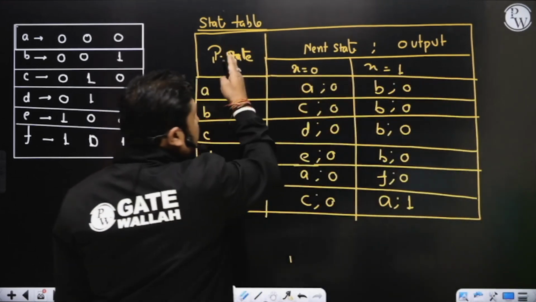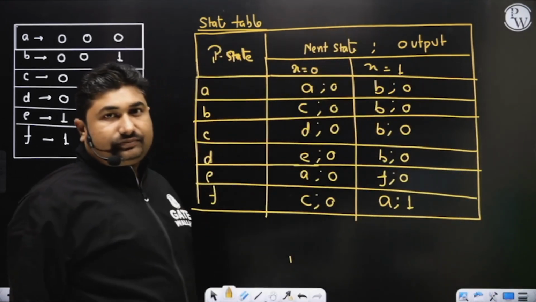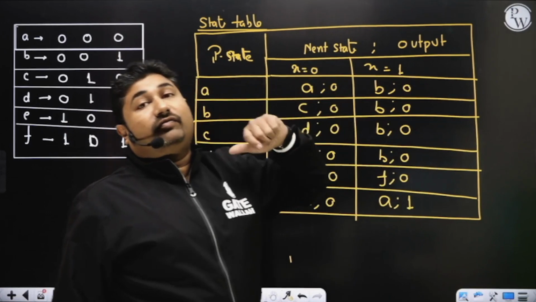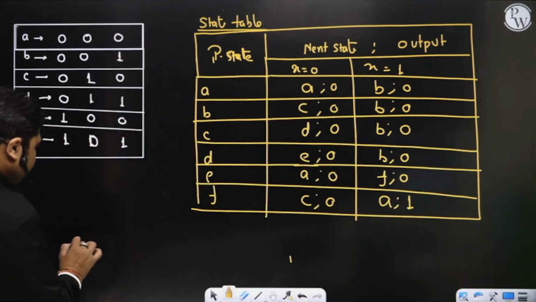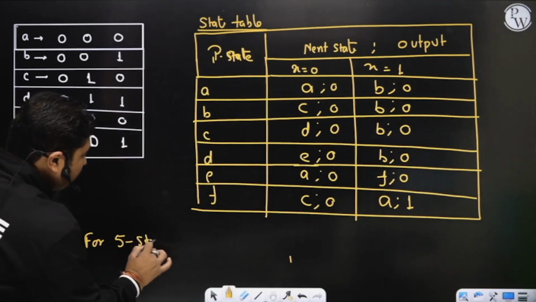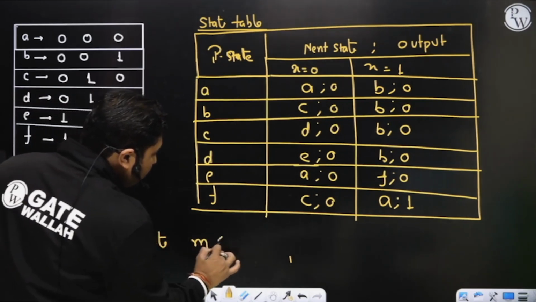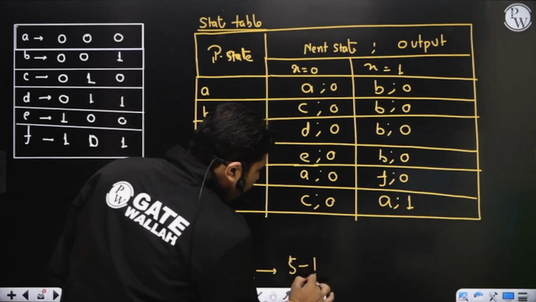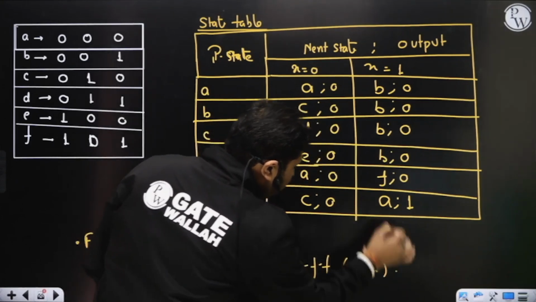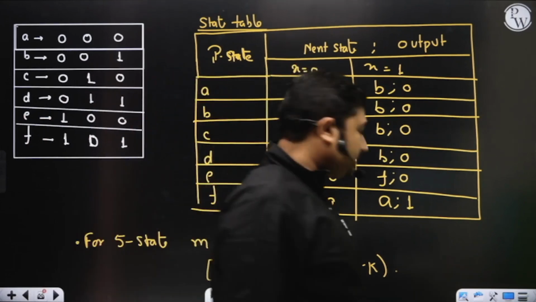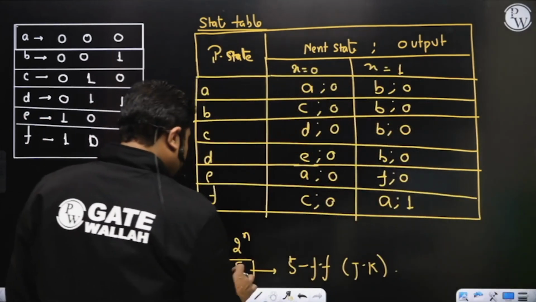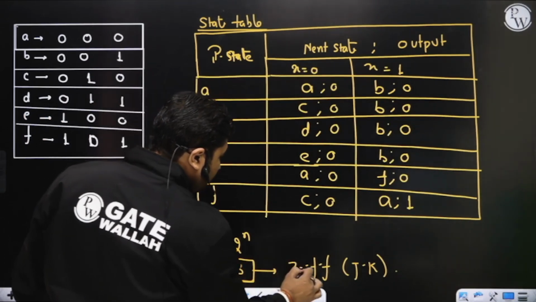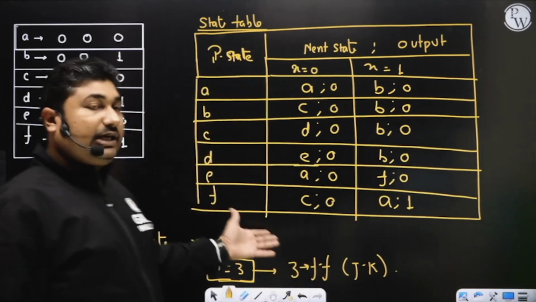Depending upon the present state and next required state, with the present input x, we can find the excitation needed at the flip-flops. So how many flip-flops are needed for 5 states? M is less than or equal to 2 to the power n. So n is equal to 3. Sorry, 3 JK flip-flops are needed in order to construct this sequence detector.